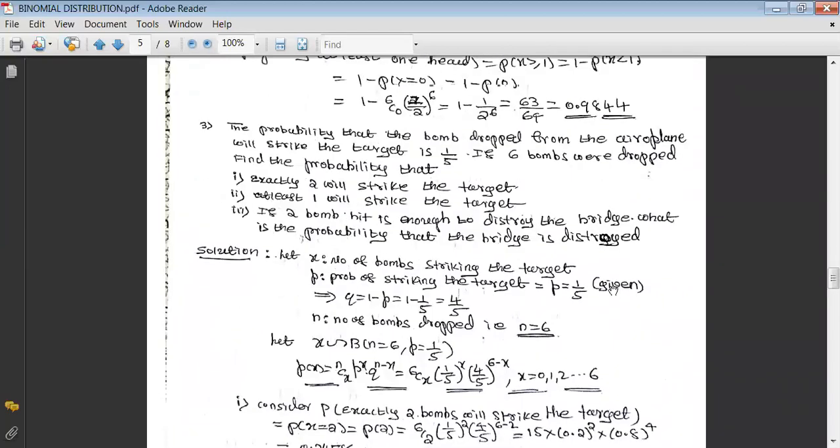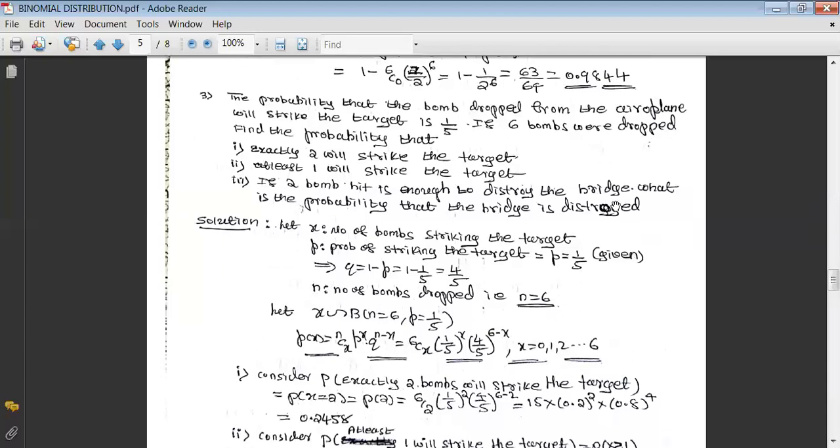Now let us go to the third example. The problem goes like this. The probability that a bomb dropped from an aeroplane will strike the target is 1 by 5. If 6 bombs were dropped, find the probability that first, exactly 2 will strike the target, and second, at least 1 will strike the target. Third, if 2 bomb hits are enough to destroy the bridge, what is the probability that the bridge is destroyed?